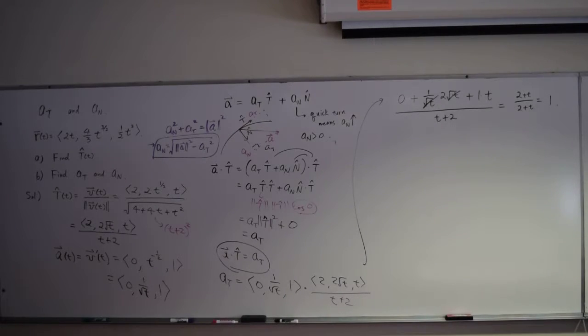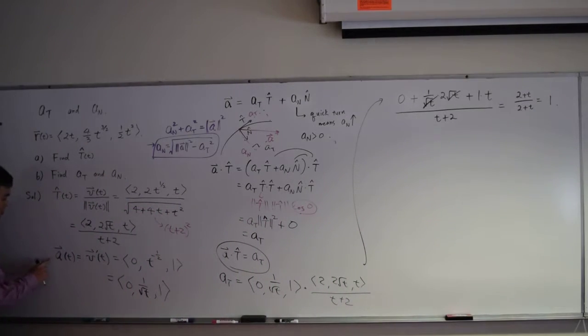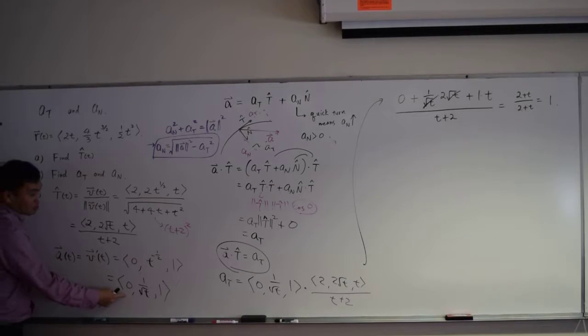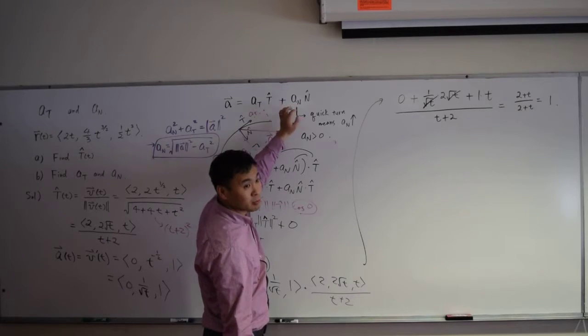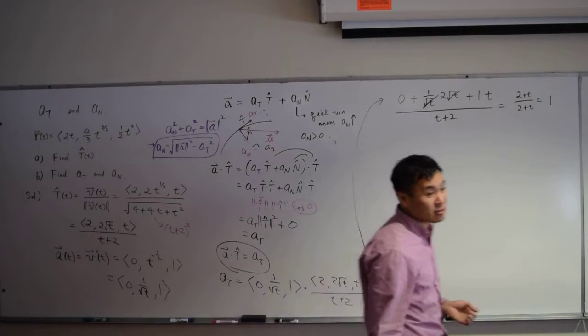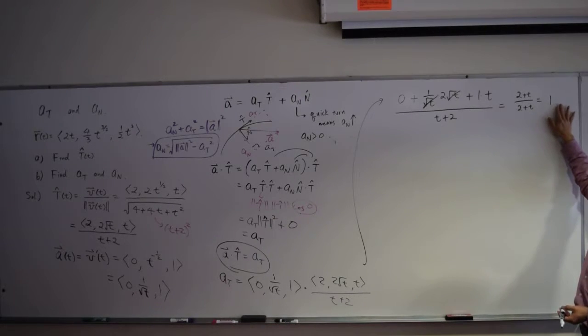So amazingly, usually because acceleration is a function of time, the tangential component and the normal component of the acceleration end up being functions of time. But surprisingly, in our case, this AT came to be a constant. But don't expect that to be constant always. It will usually change with respect to time.